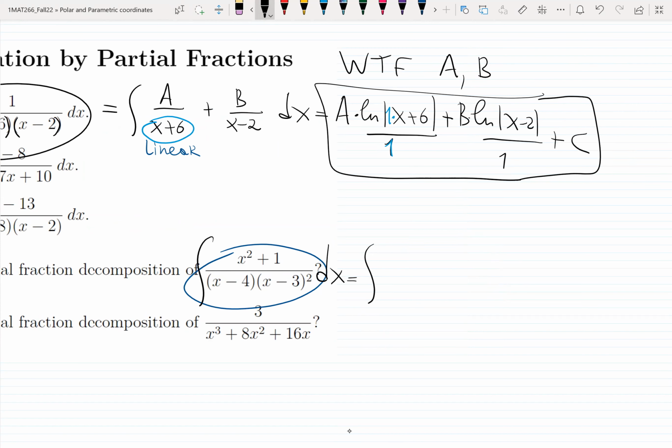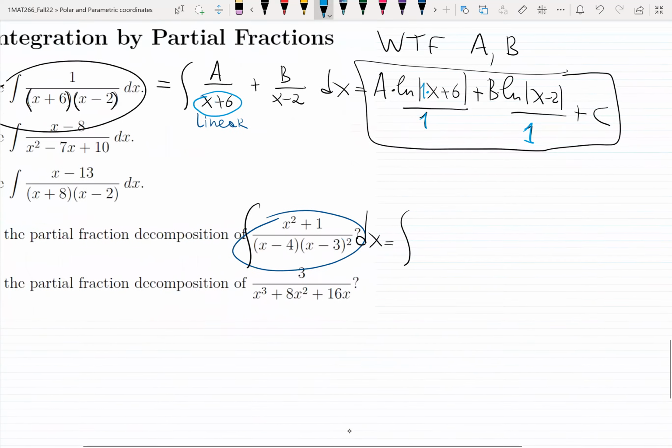So integration here is the easy part. Finding A and B is not hard, but just time consuming. But you can also use a graphing calculator to do it. It does it for you if you learn how.